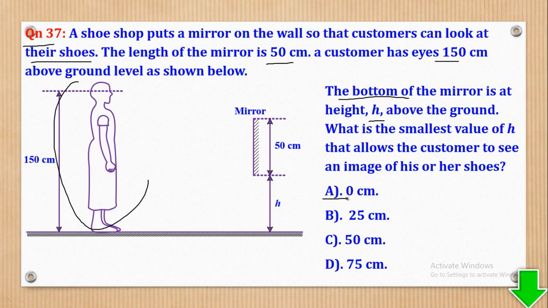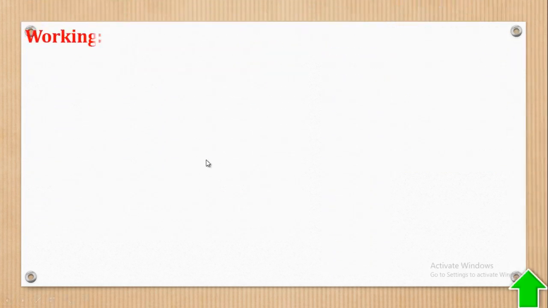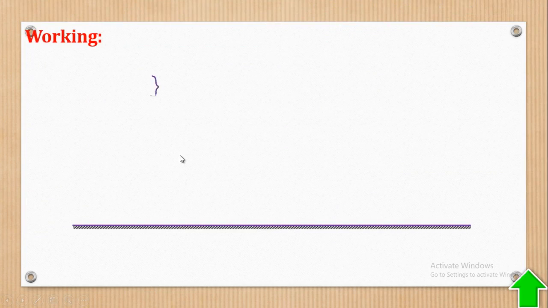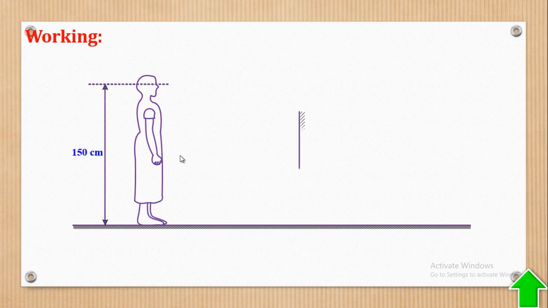Option A is 0 centimeters. Option B is 25 centimeters. Option C is 50 centimeters. Option D is 75 centimeters. So we need to draw some ray diagrams to easily come up with the correct value of the height. So you come here and first redraw what was given. Then we shall start drawing the ray diagrams.